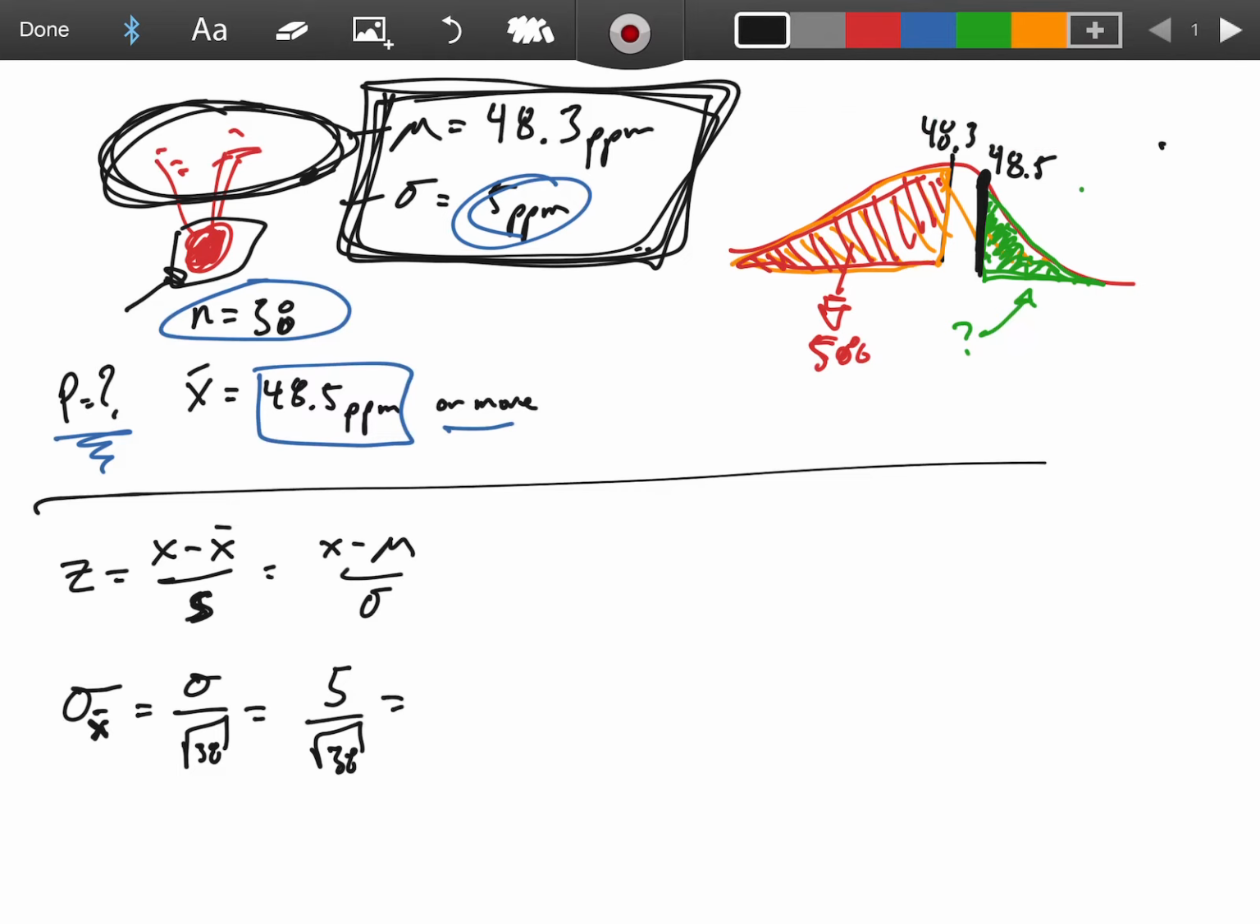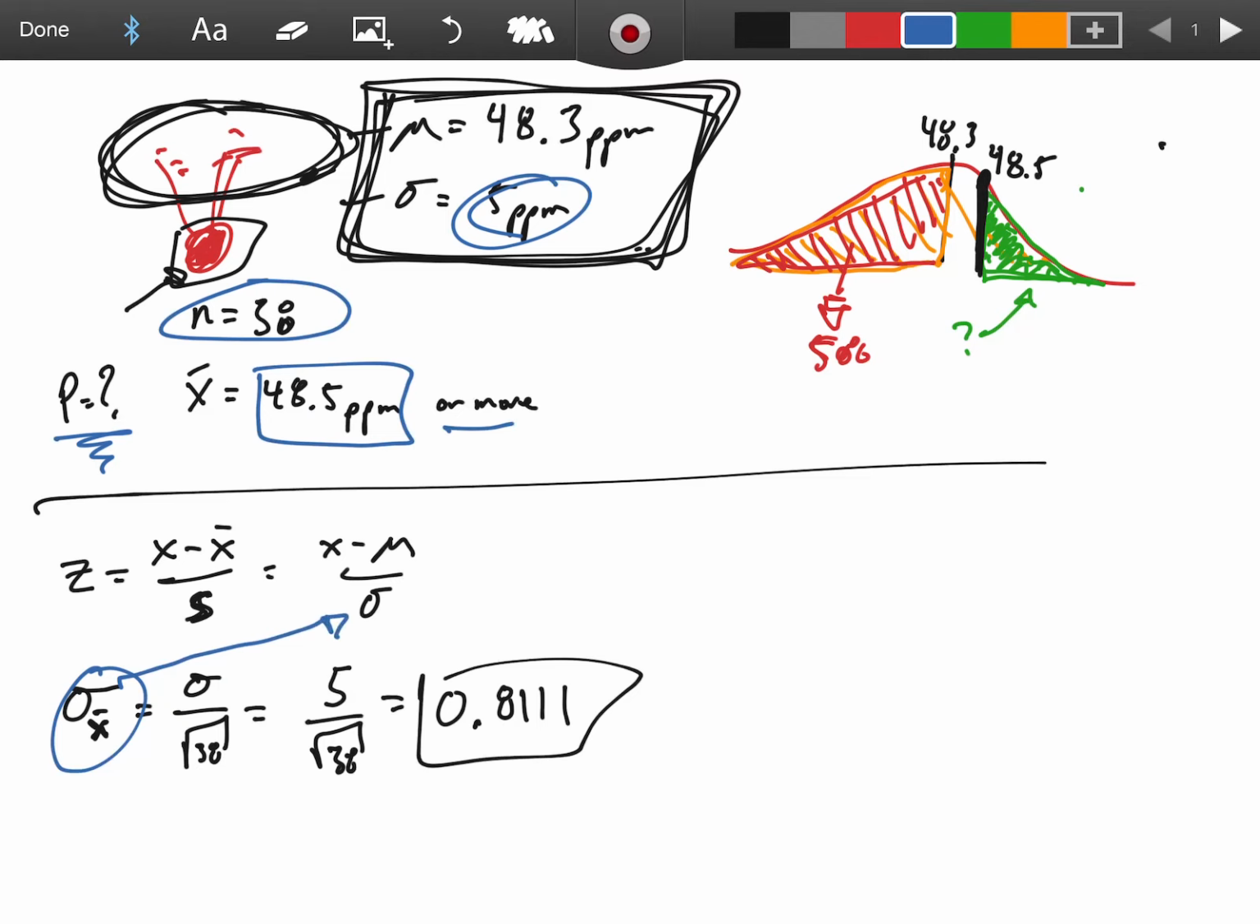And get our calculator out and run these numbers. So I'm going to do 5 divided by the square root of 38. And I get 0.8111. Okay, so I have that number. And in my z-score calculation, I'm going to use this in the place of the standard deviation down there.